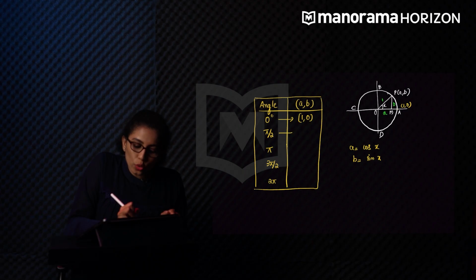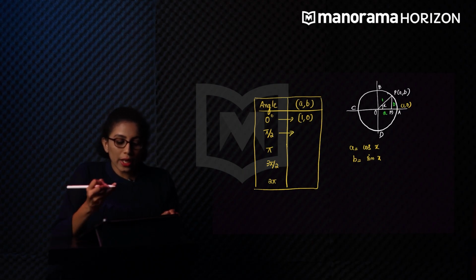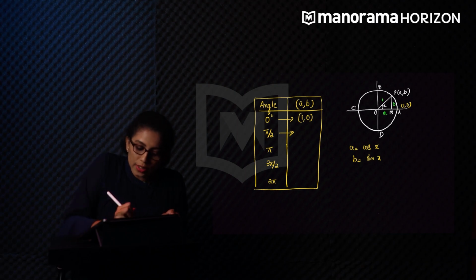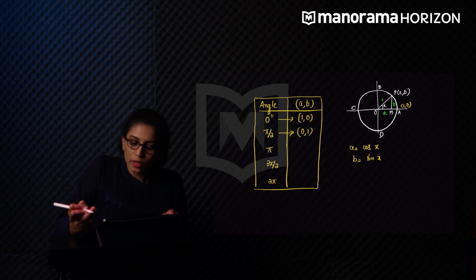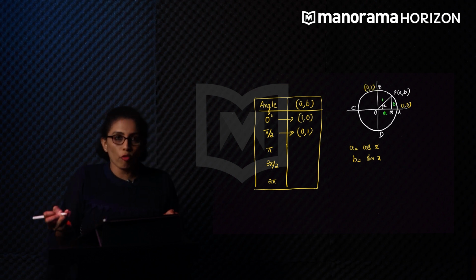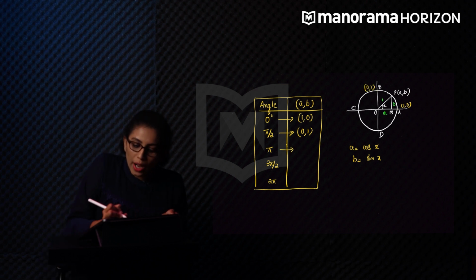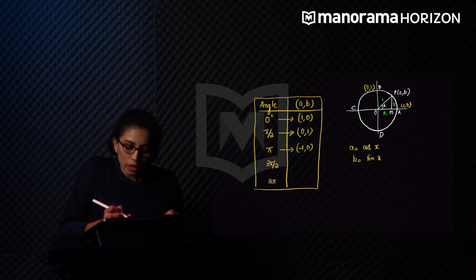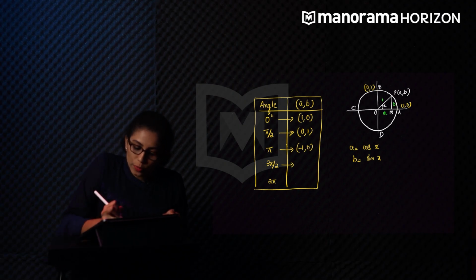Now corresponding to pi by 2, what will be A comma B? Substituting pi by 2 in cos and sin, we get 0, 1. So at point B, the coordinate is 0, 1. Now corresponding to pi, it is minus 1, 0, because cos 180 is minus 1 and sin 180 is 0. So at point C, the value is minus 1, 0.